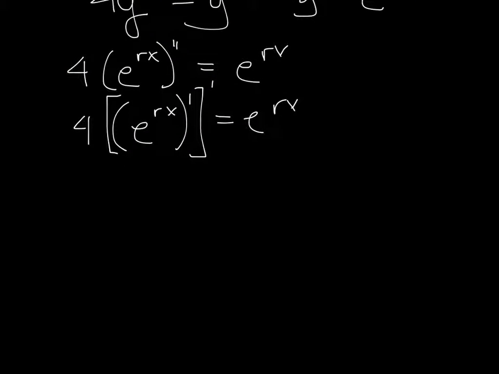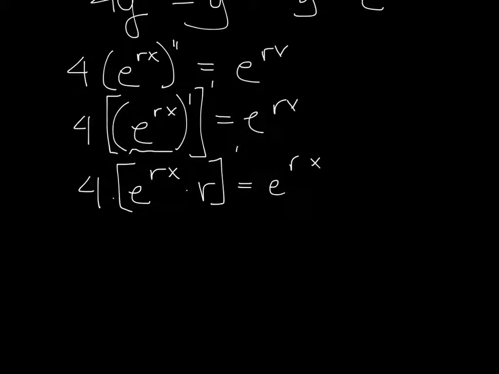So 4 times the derivative of this guy. The derivative of e to the rx is e to the rx times the derivative of the inside function, using the chain rule. So that's just times r, which I did do in the video, but I forgot the next step. So let me write this, and I'm going to go ahead and write the bracket so I won't forget to take the other derivative.